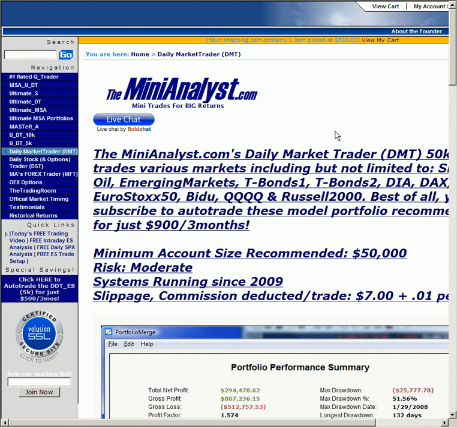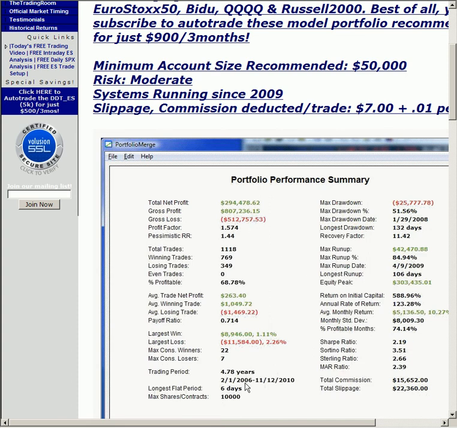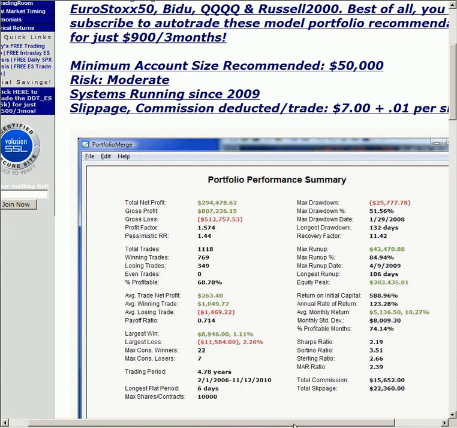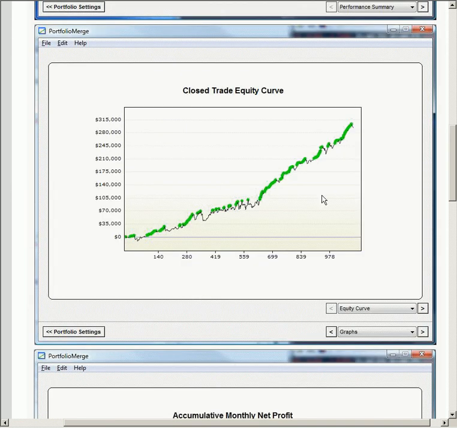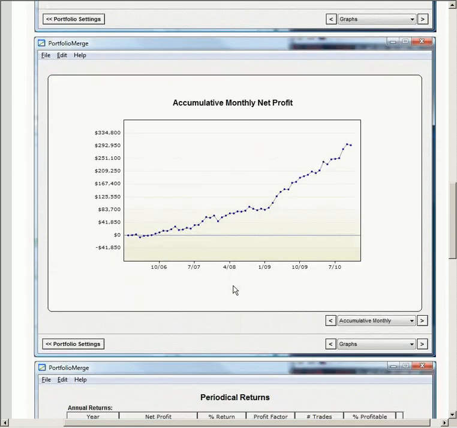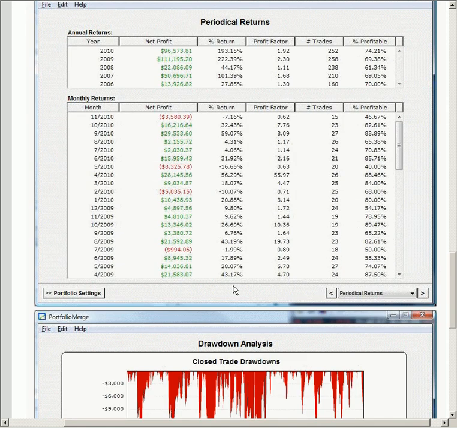Here's the Daily Market Trader. We combined those, $294,000. We just simply merge the systems. This, of course, would be offered to you, and you can, of course, auto-trade it as well. 600% return, maximum drawdown of just 50%, $25,000 on a $50,000 portfolio. Here you see the slippage and commission deducted. That's what the equity curve looks like. These systems have been running live since around this area, probably about 9 months to a year, as we've continued testing. And there's the monthly returns of the portfolio.